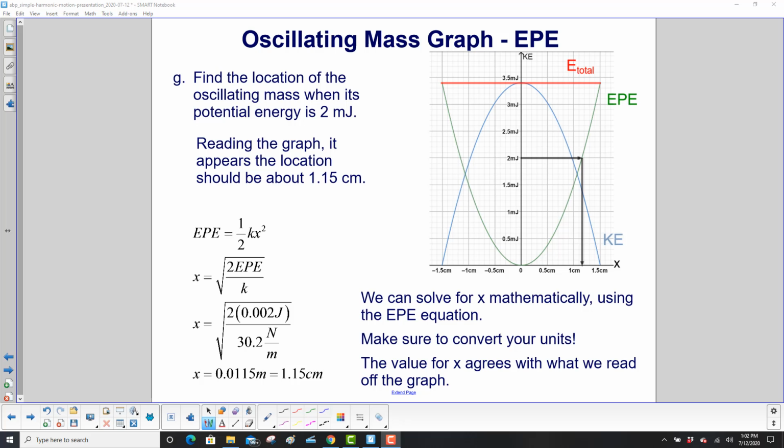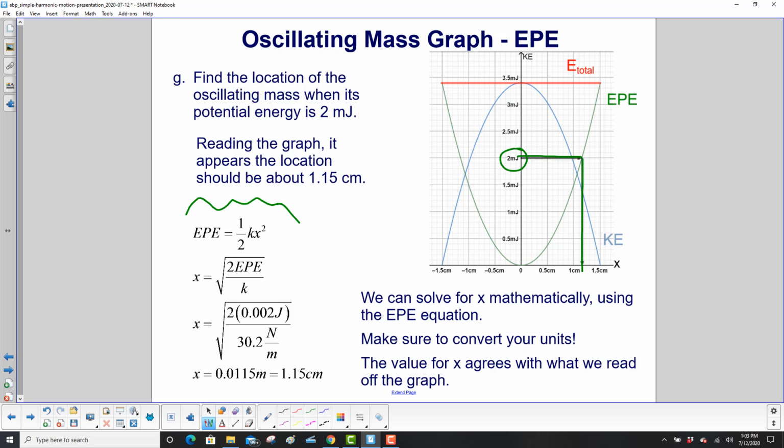Find the location of the oscillating mass when its potential energy is 2 millijoules. So this time you can go right to the graph. Here's 2 millijoules. Go till you hit the EPE curve, come on down, and it's about 1.15 centimeters.